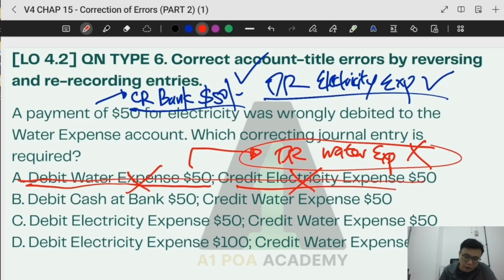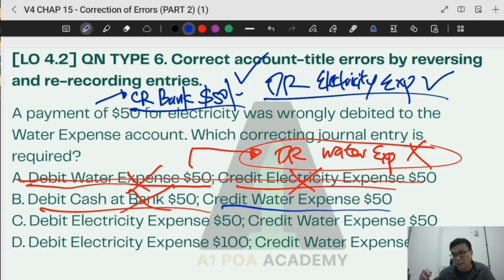Now let us come to B. Debit cash at bank $50. This one is wrong because we are talking about a payment of $50, not a receipt of $50 in the cash at bank. Credit water expenses is correct over here, because when water expenses is accidentally debited, we want to eliminate this by crediting water expenses. But because the first portion, debit cash at bank $50, is wrong, we cannot select B to be the correct answer. Therefore, B is not the correct answer.